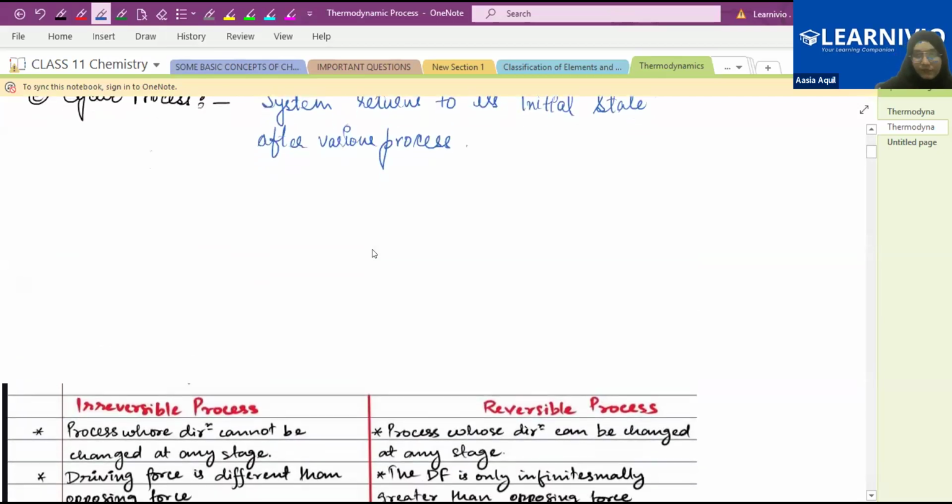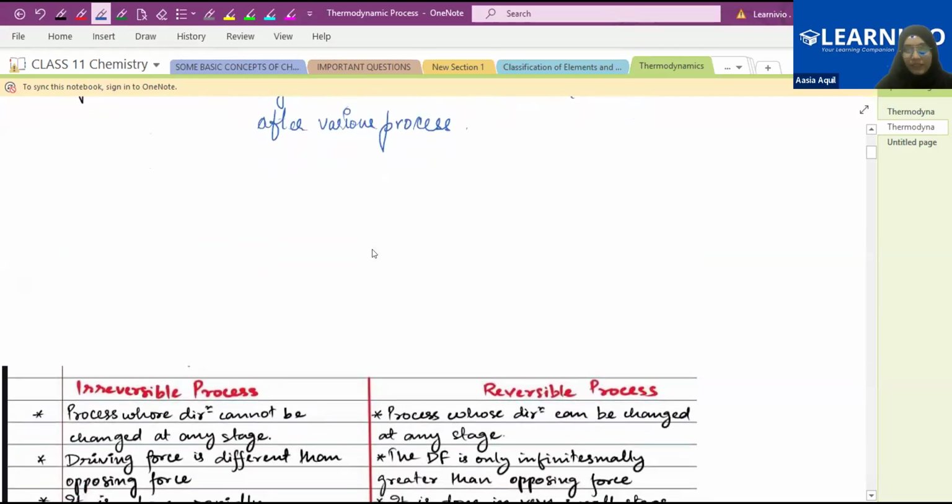For example, suppose there is a container, and here gases are filled. In the container, gases are filled, and a piston is fitted here. The piston is there, and there are some weights on the piston, many small weights.